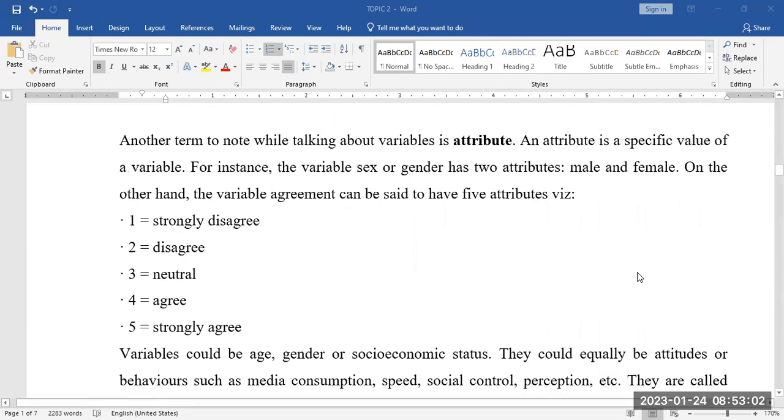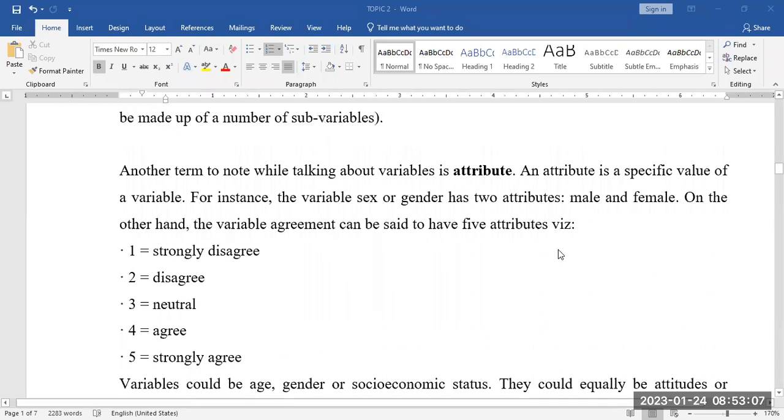Another term to note while talking about variables is attribute. An attribute is a specific value of a variable. For instance, the variable sex or gender has two attributes. If you're talking about gender or sex, it is either male or female. Leave out the other genders, those ones we don't recognize. So the variable sex or gender has two attributes, male or female.